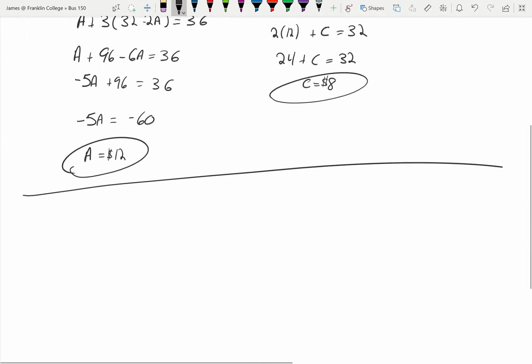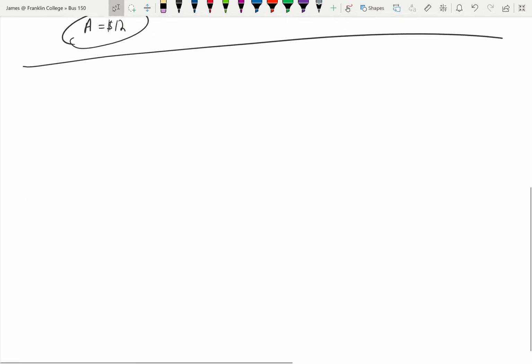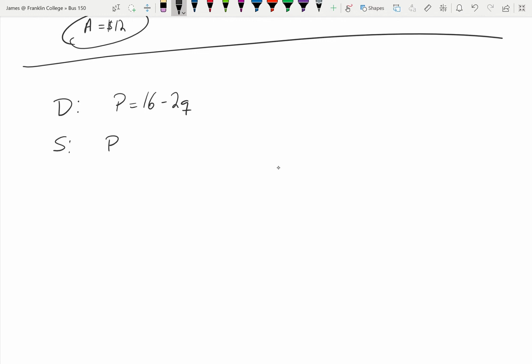So another situation we might be dealing with is a classic economic situation where we know the demand function for a good could be the price equals 16 minus 2q, and the supply equation is P equals 2 plus 2q. Now let's look at this. This isn't written in standard form. We don't have all our variables on one side of the equation. As a matter of fact, both equations are solved for P.